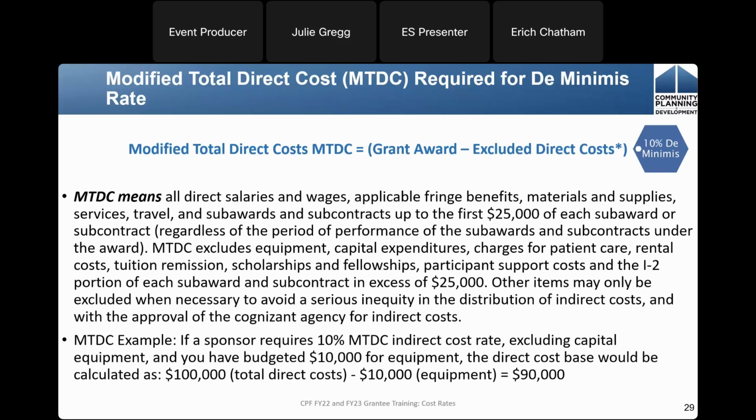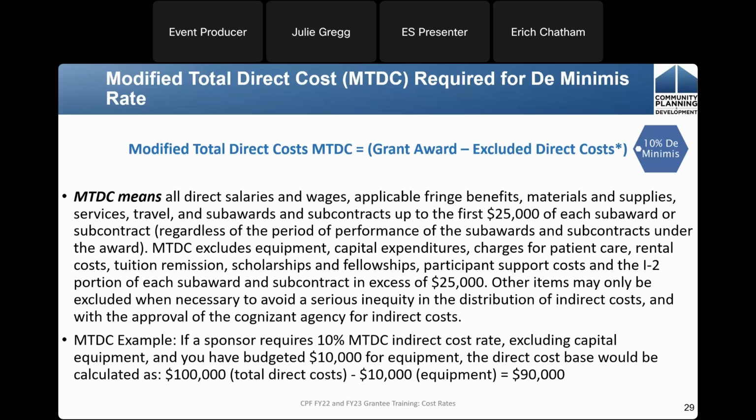So modified total direct cost means your grant award minus any excluded direct cost. The MTDC includes all direct salaries and wages with the applicable fringe benefits, materials and supplies, services, travel, and even subawards and subcontracts up to the first $25,000 of each subaward. I know some of our CPF grantees are national firms or organizations that have and will have many subawards to their affiliates throughout, so that might be applicable there. Be careful in your calculation.